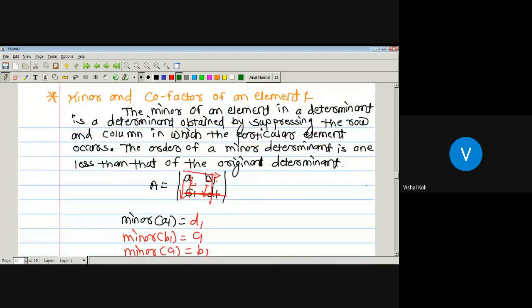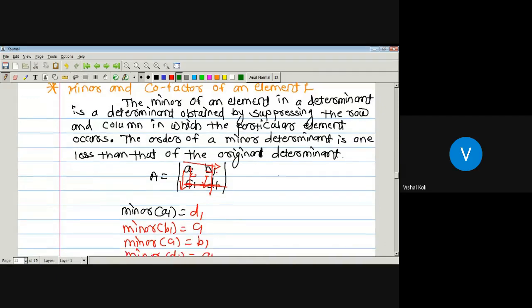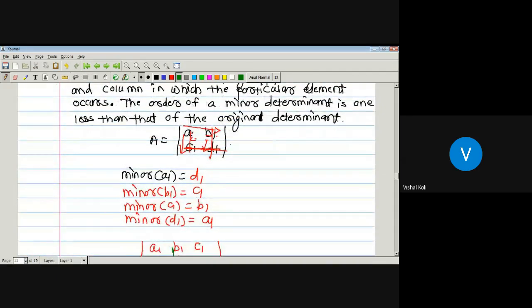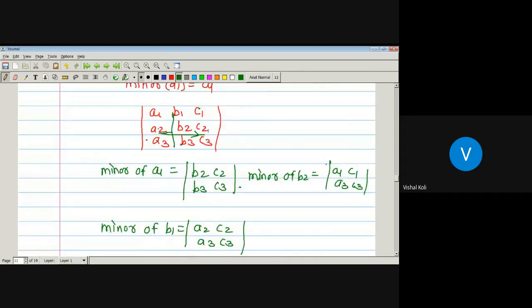Now, the second statement is nothing but the order of a minor determinant is 1 less than that of the original determinant. Now here, the original determinant has order 2 and each and every minor has an order 1. So which is 1 less than that of the original determinant. Similarly for this one also. Here it is a determinant of order 3 and if we find out the minor of any element belonging to that determinant, then its order must be 2, that is 1 less than that of the original determinant, having order 3. Okay, so this will be a minor.